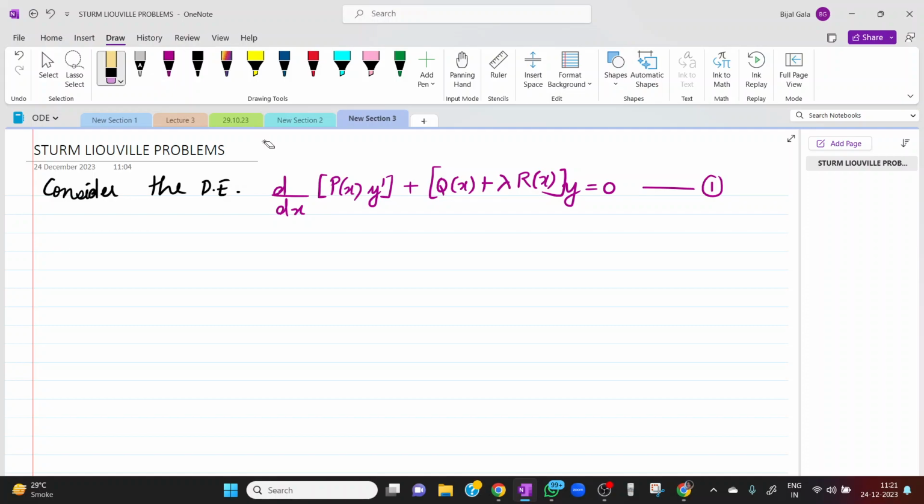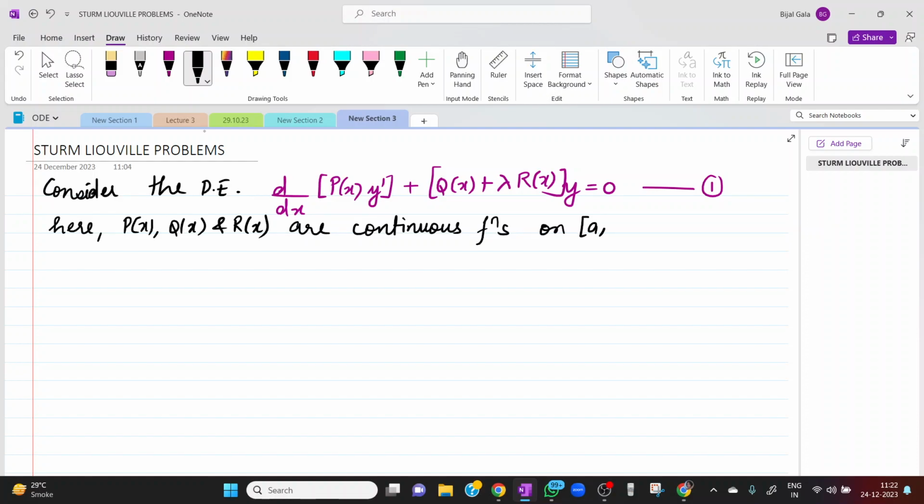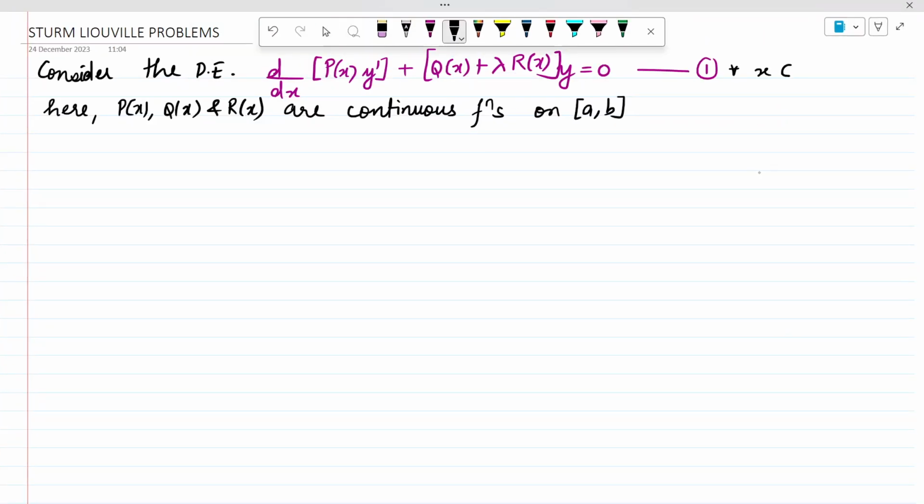Here p of x, q of x and r of x are continuous functions on, say, the interval a comma b. So these functions will also be defined on the interval x belonging to a comma b. And lambda is a constant.